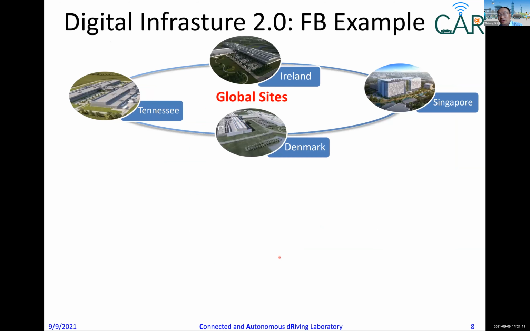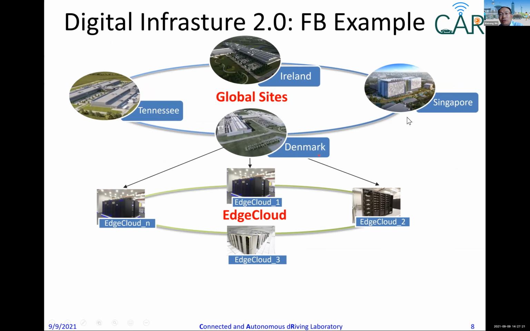So I'm using an example from Facebook. I pick Facebook as an example to show you what the next digital infrastructure is going to look like. So imagine that they have multiple data centers. I'm using 4. This doesn't mean they only have 4. This is a short example from when I gave a talk at Facebook, where they deploy multiple edge clouds, compared with those big data centers.